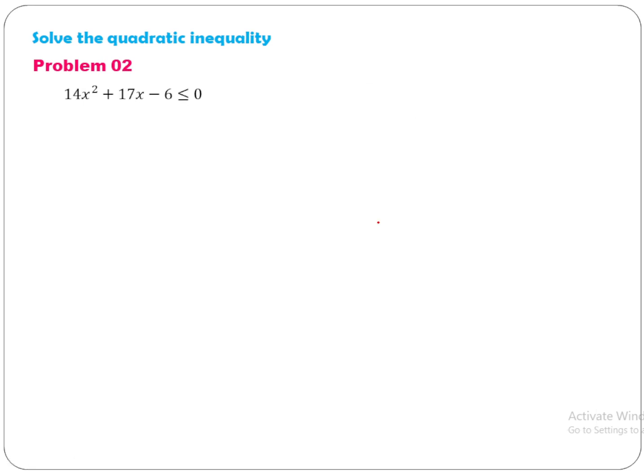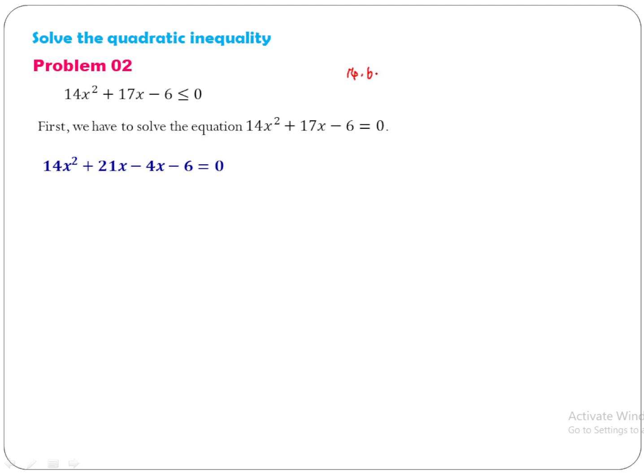This inequality consists of the less than or equal to symbol. So when we solve the equation, we get two values, and these two values are also added to the solution. First we solve this equation. For splitting the middle term, we have to check two numbers whose product is 14 times minus 6, that is negative 84. 84 can be divided into 21 and 4.